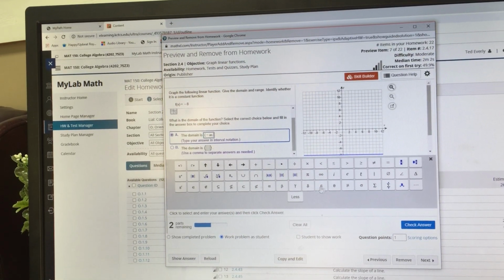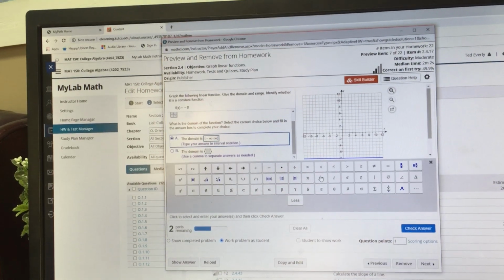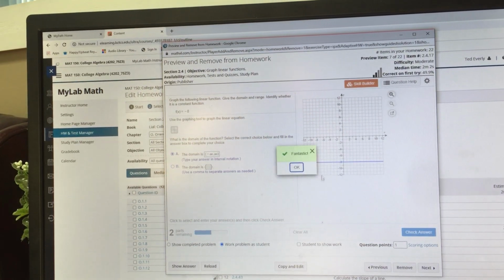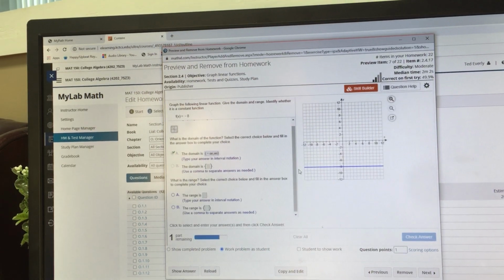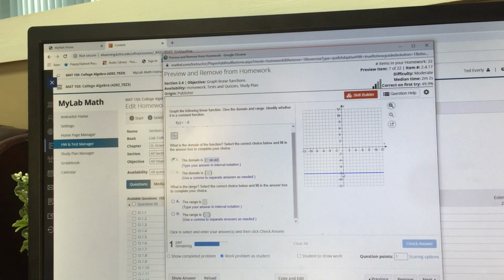I didn't mean to do that. I lost my infinity. There it is. Okay, so there's my domain. Now, what's my range? Now, look at this one now. What's the furthest down it goes?